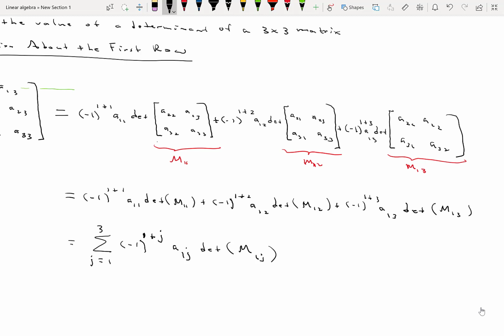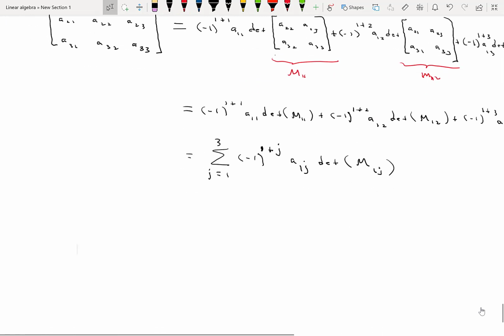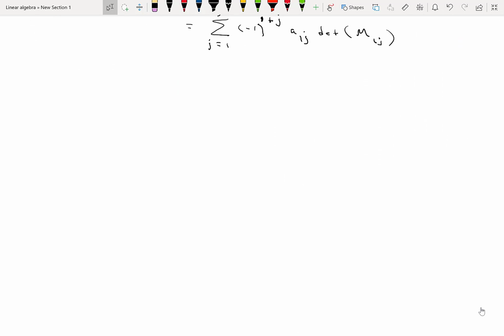Okay. This is the formula for the computation of the determinant of a 3 by 3 matrix when you have an expansion about the first row. Okay. So let's do another example. Move my screen over. My next example for us is to compute the following determinant.